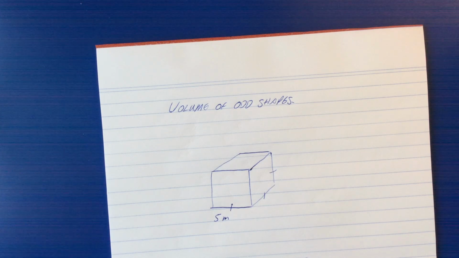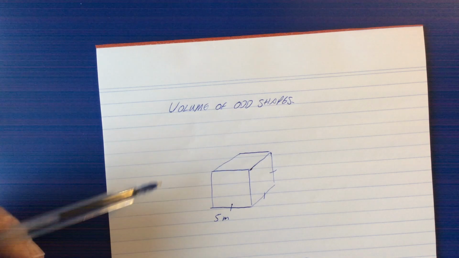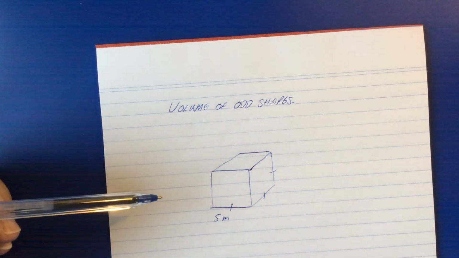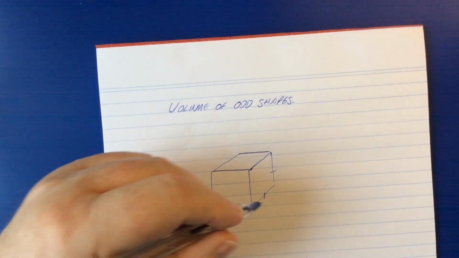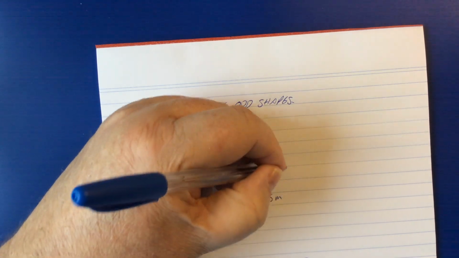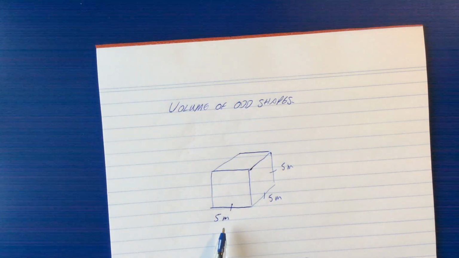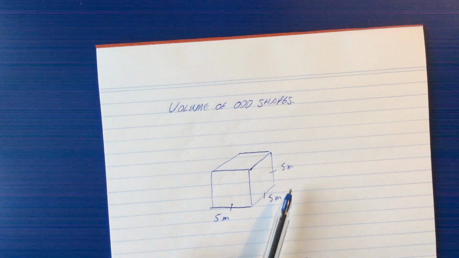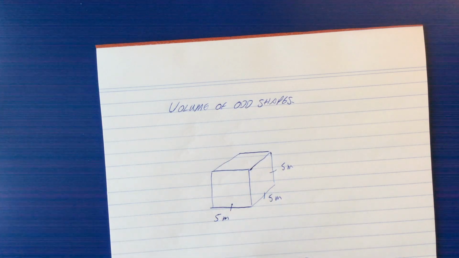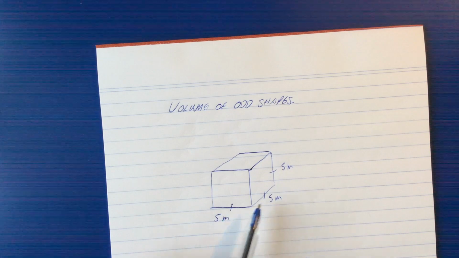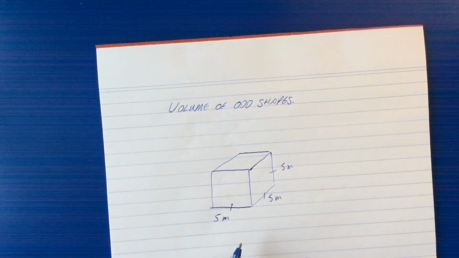Today we're looking at how we find the volume of some odd shapes. So why are we not looking at an odd shape here? We're looking at a cube with sides of 5 meters, 5 meters and 5 meters, and we would normally find the volume of this by multiplying this by this by this. We could also multiply this by this by this.